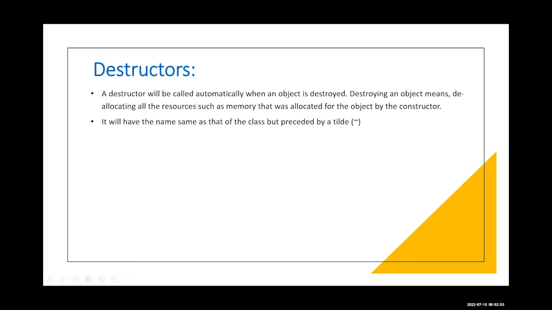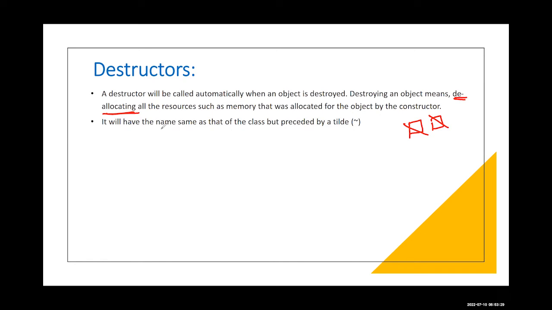A destructor will be called automatically when an object is destroyed. Destroying an object means deallocating all the resources, such as memory, that were allocated for the object by the constructor. Destroying doesn't mean we are literally destroying something. Here we are going to free the space that was initialized or captured by the constructors. A constructor initializes certain values in memory; a destructor deallocates them.